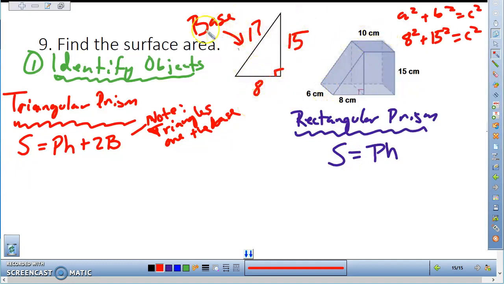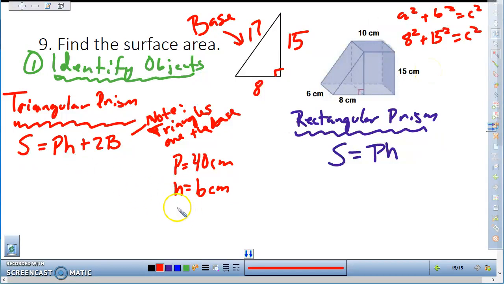So now I know if I wanted to calculate the perimeter of my base, I take 8 plus 15, that is 23, and then I add that to 17. I get a perimeter of 40 centimeters. You can tell I'm ready to go home. So 40 centimeters. The height? Well, if this is my base and then that backside is my base, the height of this object is the distance between those bases. So that's going to be 6 centimeters.